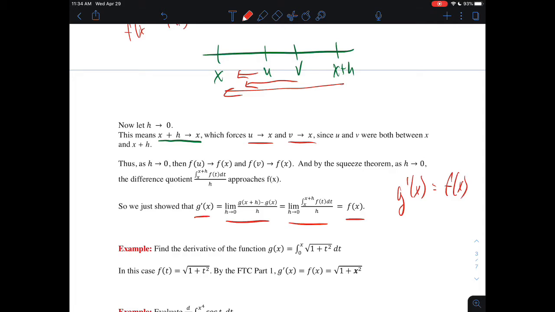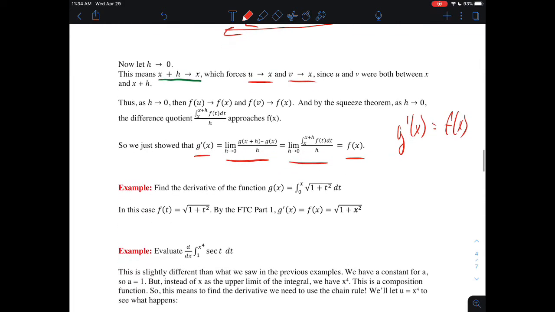Now, you aren't going to be required to replicate this proof, but you should see how we strung together a bunch of facts that we've been collecting all semester. This is why this becomes a culmination of a lot of things that we've learned this semester. So let's take a look at a couple of examples.